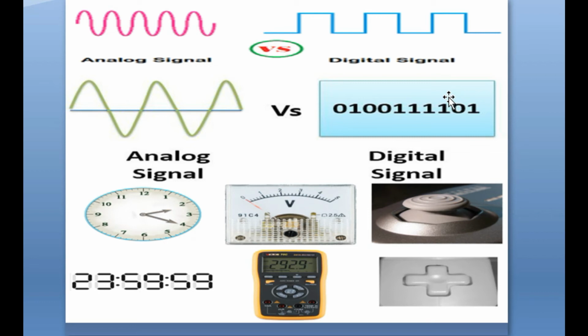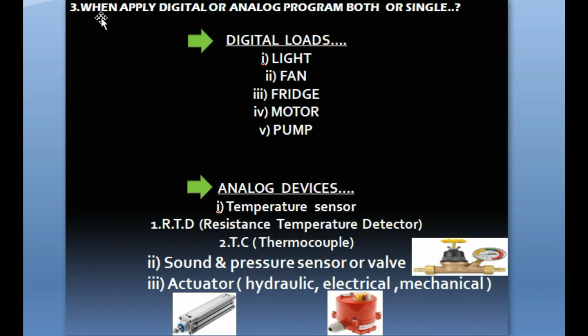So friends, let's go to the main topic of this part. When do we apply a digital or an analog program? When we apply programs in our factory, we use the digital program for digital loads, and for analog loads we use the analog program sequence.